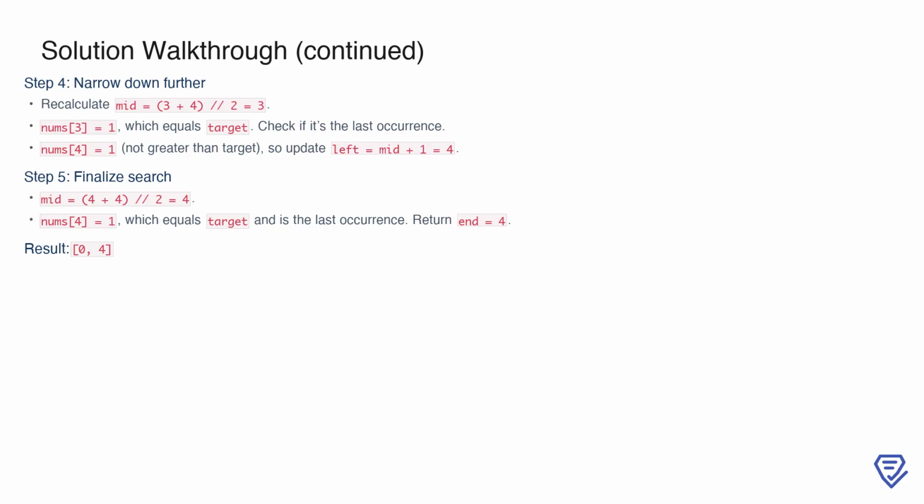Finally, recalculating mid as 4 gives nums[4] equals 1, matching the target and confirming it's the last occurrence, as there's no subsequent element. We return end equals 4. Combining the results, the range where the target appears in the array is [0, 4].